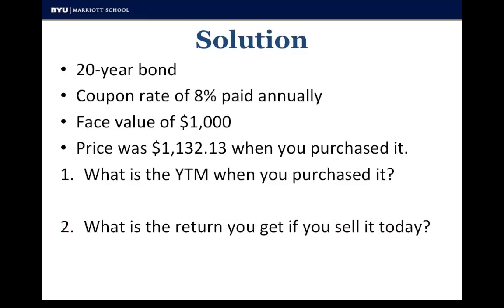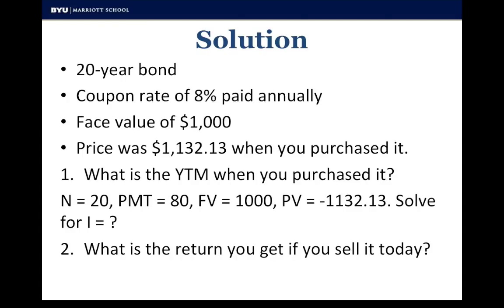So we know the bond was a 20-year bond. Coupon rate is 8%, paid annually. Face value is 1,000, and price was 1,132.13 when you purchased that. Right? So how do you find YTM? It's not rocket science, right? So you have n equal to 20, payment is 80, which is 8% of the face value. Future value is always 1,000 unless it's told the face value is different than 1,000.